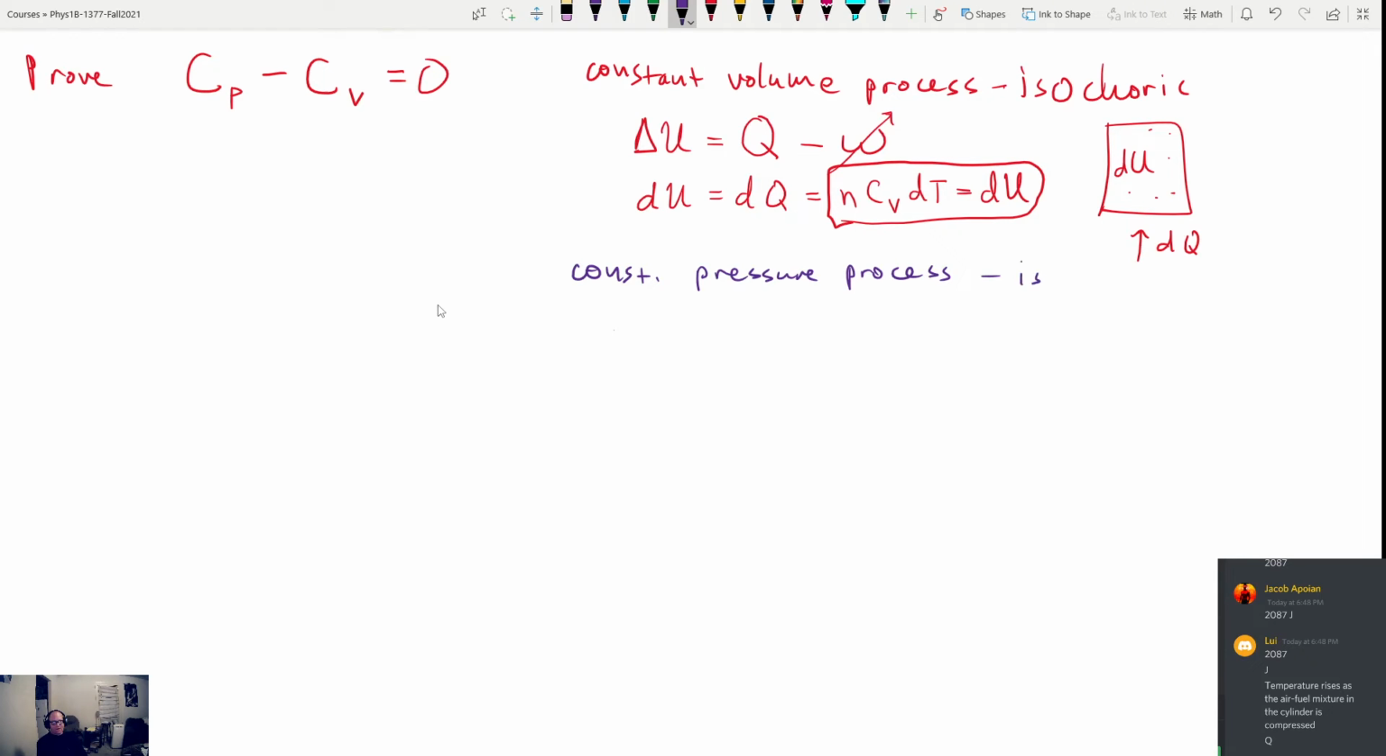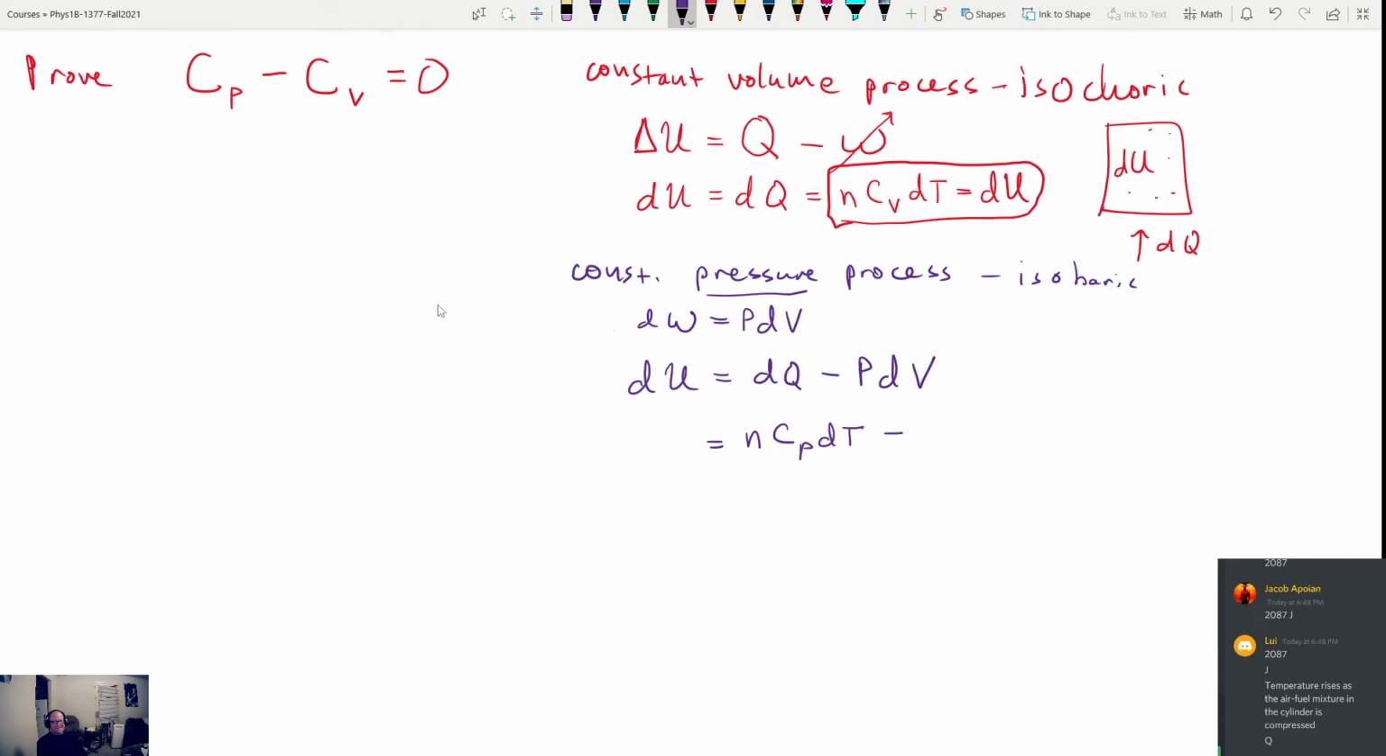This would be the isobaric process. For this one, we said that if the pressure is constant, then that basically means the work is just equal to PdV, right? That means that the change in internal energy, which is equal to dq minus PdV, and then we say, okay, it's a constant pressure process, so we can replace the dq right here with Cp dT.